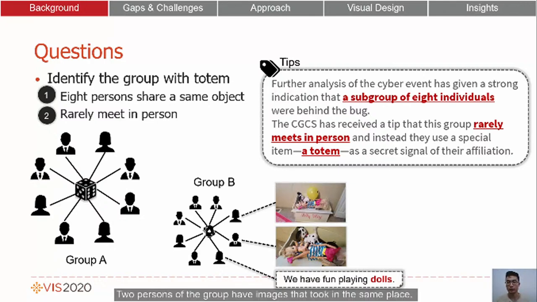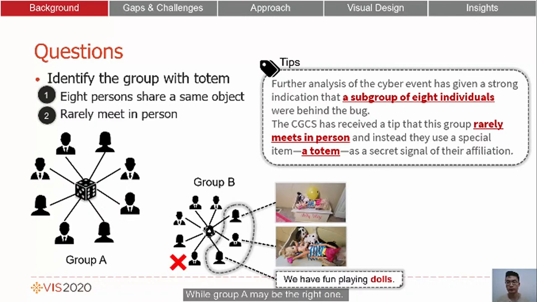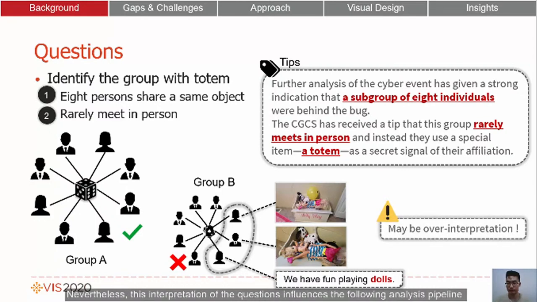Two persons of the group take images that were taken in the same place, and one person has a sentence that describes a similar scene. We can make an assumption that these three persons may have met in the same place. Therefore, group B may not be the white hat group, since some of them have met in person, while group A may be the right one. Notice that there may be over-interpretation for the second tip. Nevertheless, this interpretation of the questions influences the following analysis pipeline and inspires us with a unique approach for this challenge.